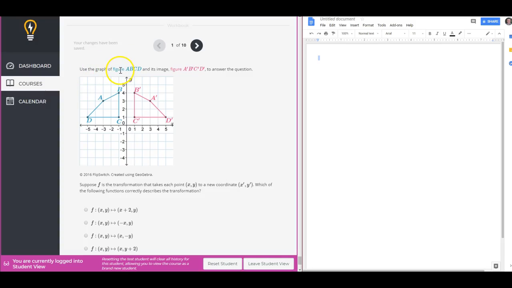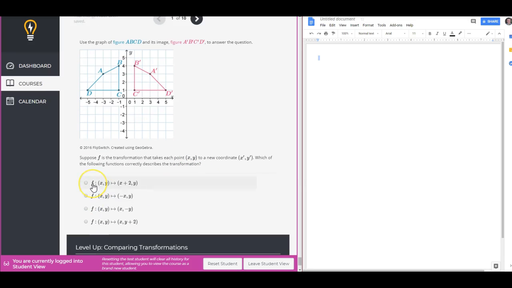Okay, use the graph of figure ABCD and its image figure A prime, B prime, C prime, D prime to answer the question. Suppose that f is the transformation that takes each point x, y to a new coordinate x prime, y prime. Which of the following functions correctly describes the transformation? So the function, we have these options.